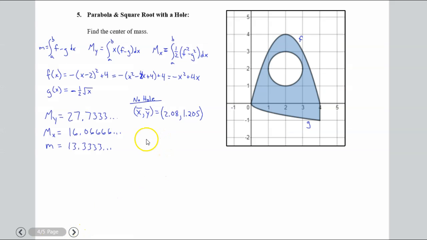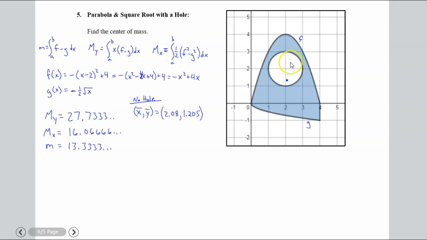Alright, so we're back at the note page, and went ahead and wrote those my, mx, mass down. The divisions with no, again this is with no hole, give me a centroid at x is 2.08 and y is 1.205. So you can put those in if you want. So 2.08 is about right here, 1.205, again maybe up here a little bit, so somewhere around there would be my center of mass if there were no hole in this shape.